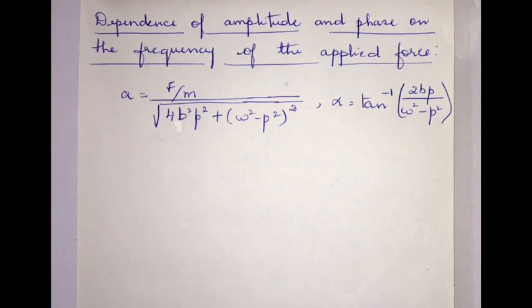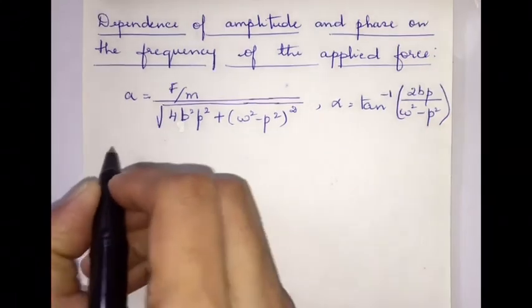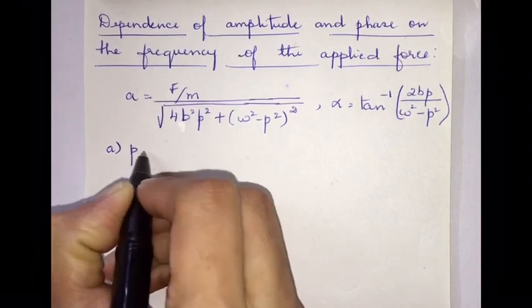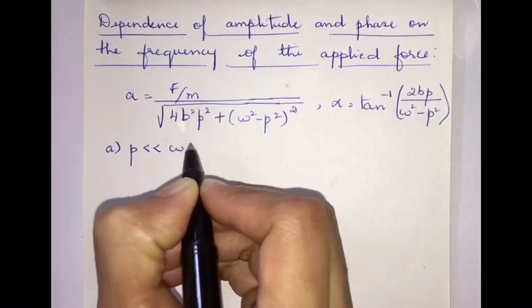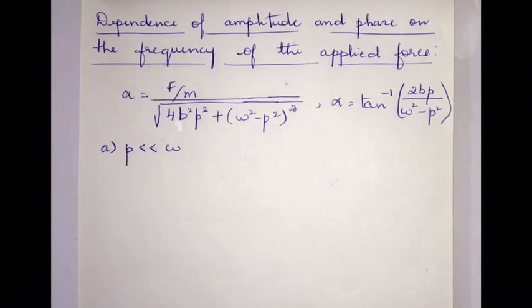Next, let us discuss the dependence of amplitude and phase on the frequency of the applied force: how amplitude and phase change when the applied frequency changes. There are three cases which can be broadly classified. The first case is when the applied frequency is very small compared to the natural frequency of the body.